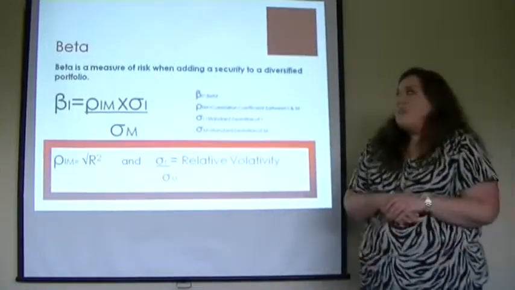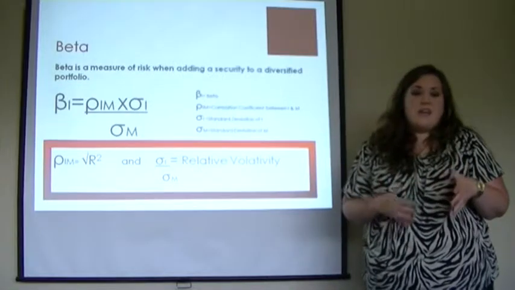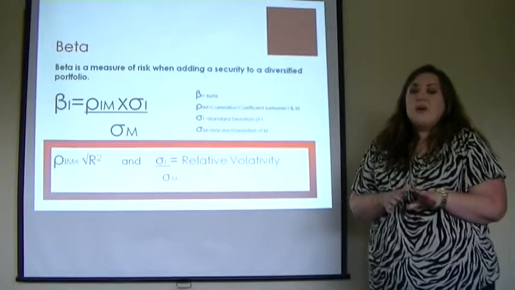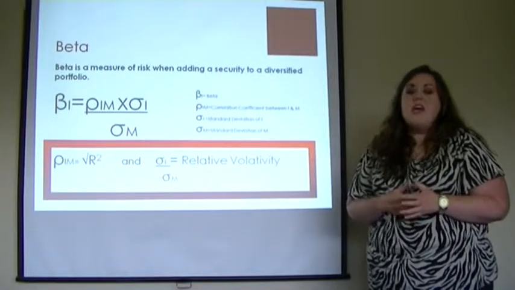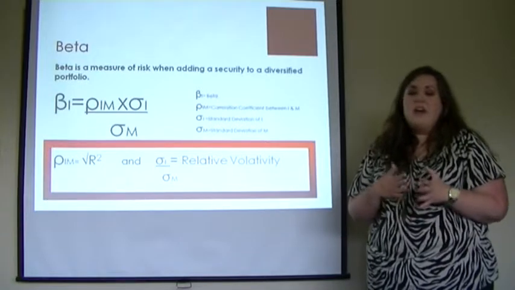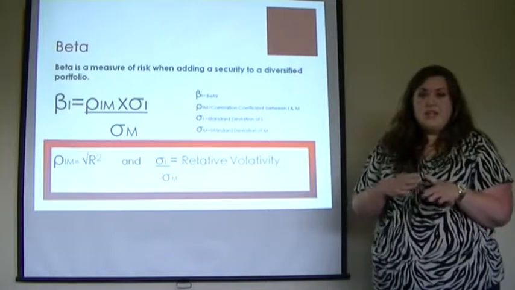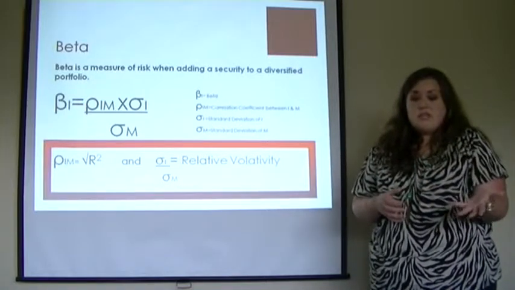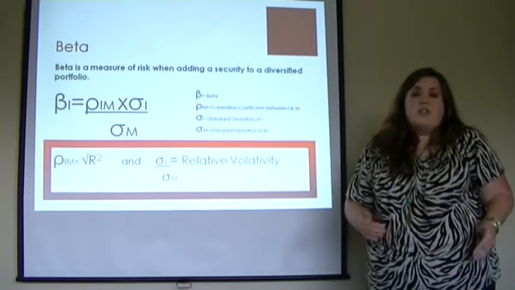So next we're going to talk about the beta, which is a measure of risk when adding a security to an already diversified portfolio. So a little bit about the beta equation and how we come up with this number is we're going to end up with the beta of our investment, which equals the correlation coefficient between our investment and the market times the standard deviation of our investment divided by the standard deviation of the market.